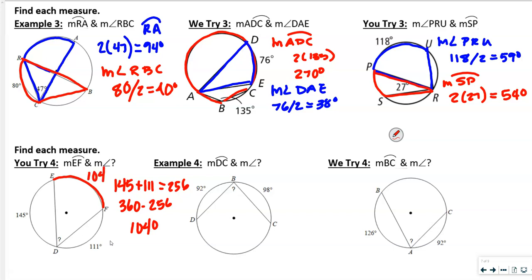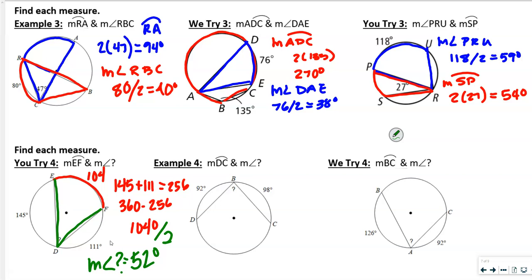So now if I'm trying to find the angle right here, what do I do to the arc again? So now I take the 104 and divide it by 2, don't I? Okay, so that's going to be 52 degrees is going to be the measure of the angle. Question mark, right? Arc divided by 2 is the angle, okay?